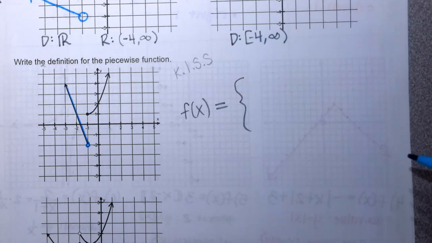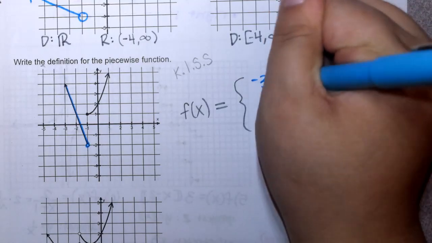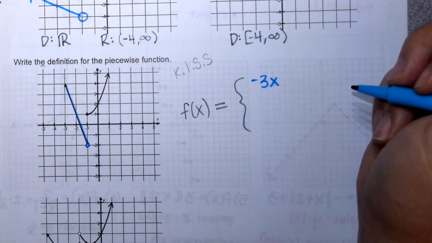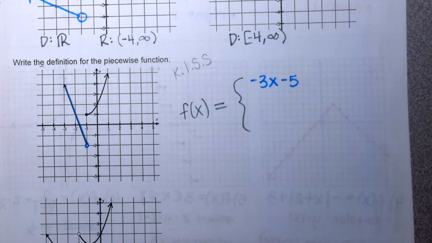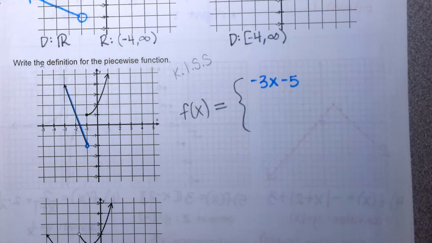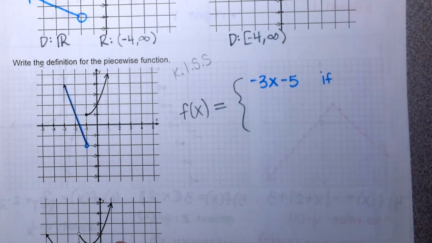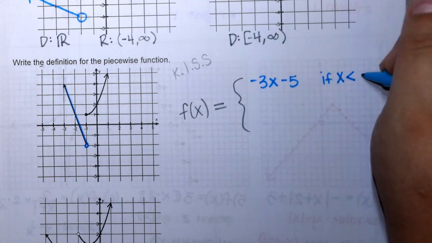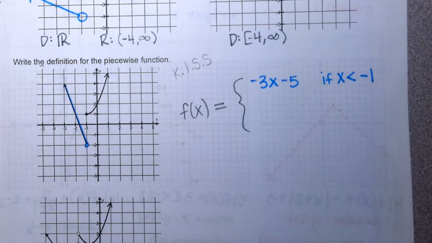What's the slope of this line? -3x. What would be the y-intercept if I kept going? -5. And then I'm going to write if. What is the restriction this gave me? If x is less than -1. Is there a line underneath that less than? No, it's an open circle. We leave it like that. What questions can I answer?